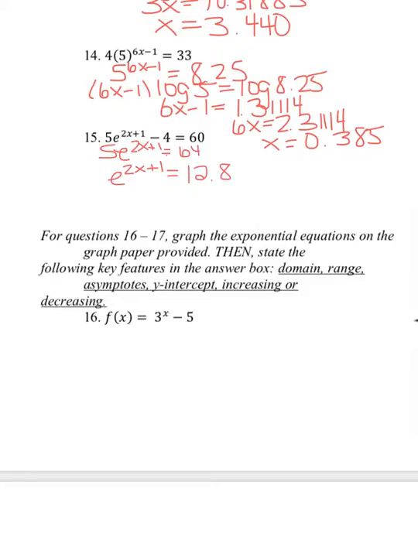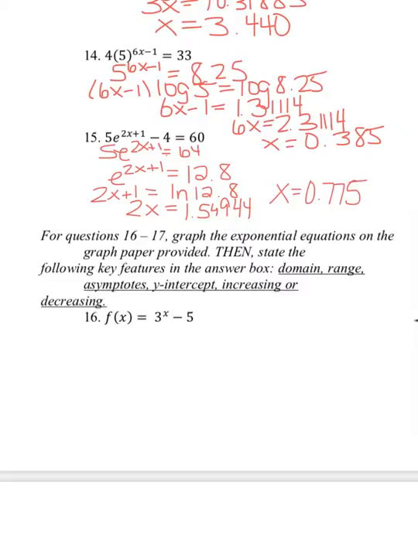Now what happens when I take the natural log of both sides? This is 2x plus 1 times the natural log of e. The natural log of e is just 1, so it cancels out, equals the natural log of 12.8. So in my calculator, I do the natural log of 12.8, and then I'm going to subtract 1. So I get 2x is equal to 1.54944. Keep that number, and then divide by 2. In my final answer, I get x equals 0.775.